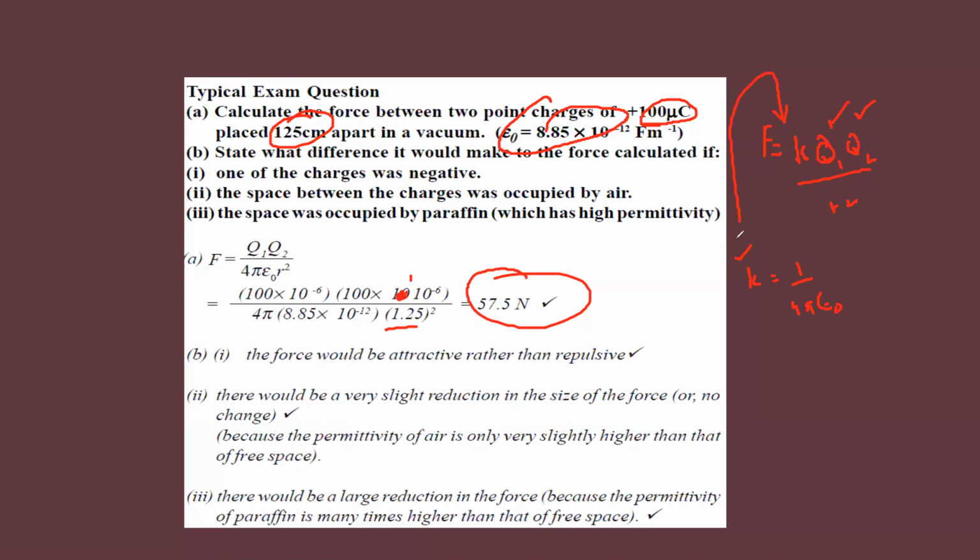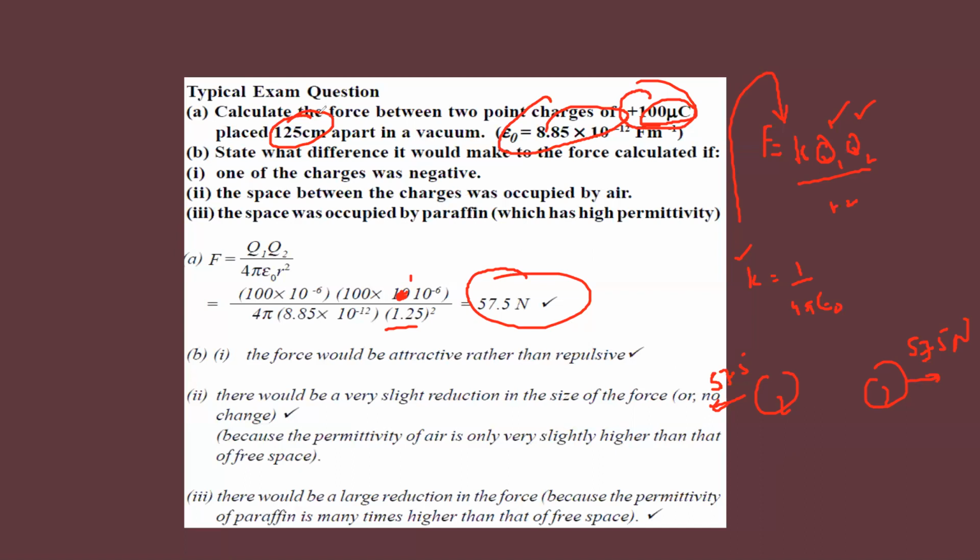That's the force which the charges will experience. This is not the force experienced by one, this is the force experienced by each charge. For example, if two charges are there and one charge experiences 57.5 Newton, the other charge will also experience 57.5 Newton. If they are identical, then they will repel each other. If they are unlike or opposite charges, they attract each other. So in the question, these are like charges, so like charges will repel each other.